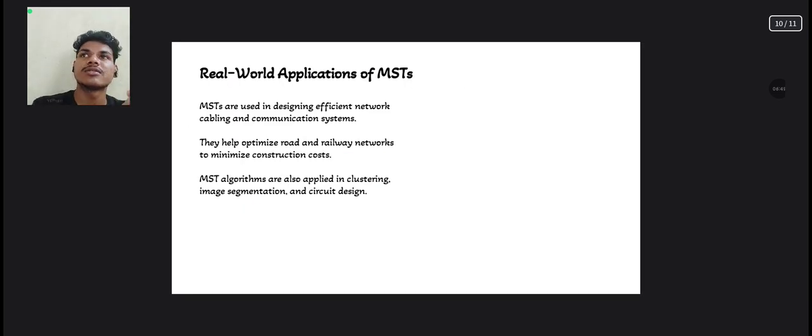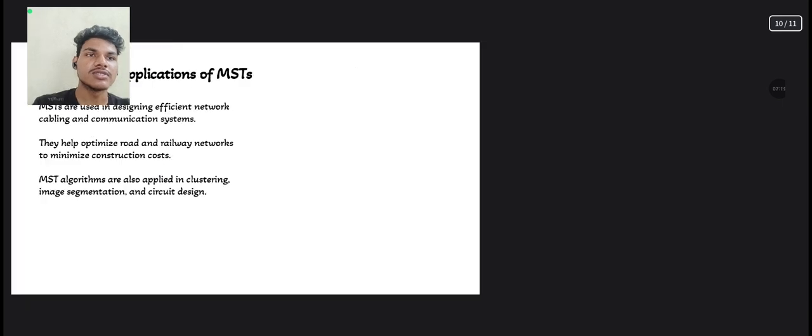Real world applications of MSTs. MSTs are used to design efficient network cabling in communication systems. We already discussed this before. They help optimize road and railway networks to minimize construction cost. MST algorithms are also applied in clustering, image segmentation and circuit design.